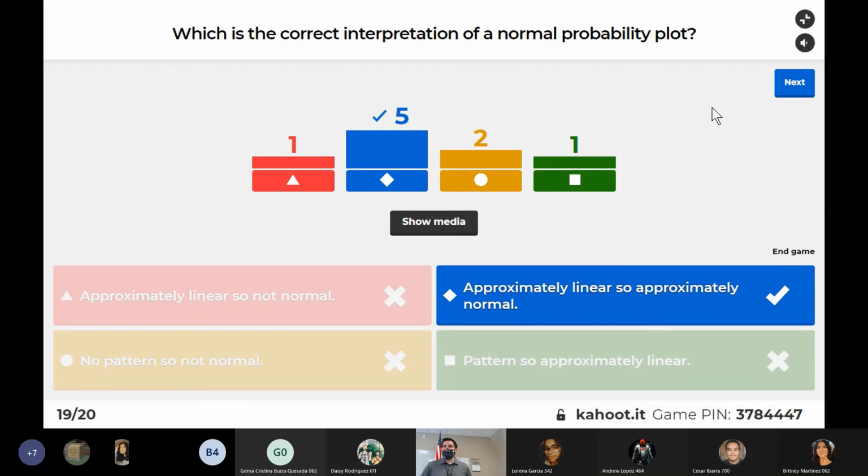All right, and approximately linear, so approximately normal. Yes. So in a normal probability plot, if we get something that is approximately linear or looks like a line, that means that the distribution is approximately normal. This is completely different than a linear regression or a scatter plot. It's kind of a scatter plot, but that's a different explanation.